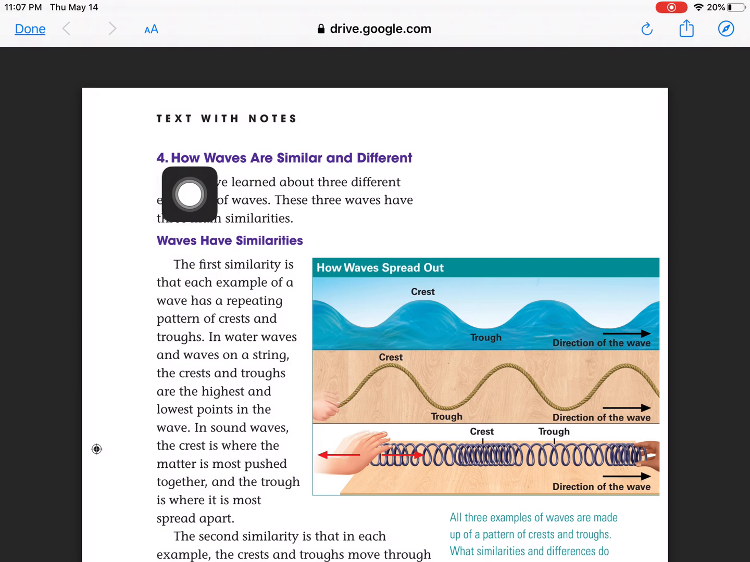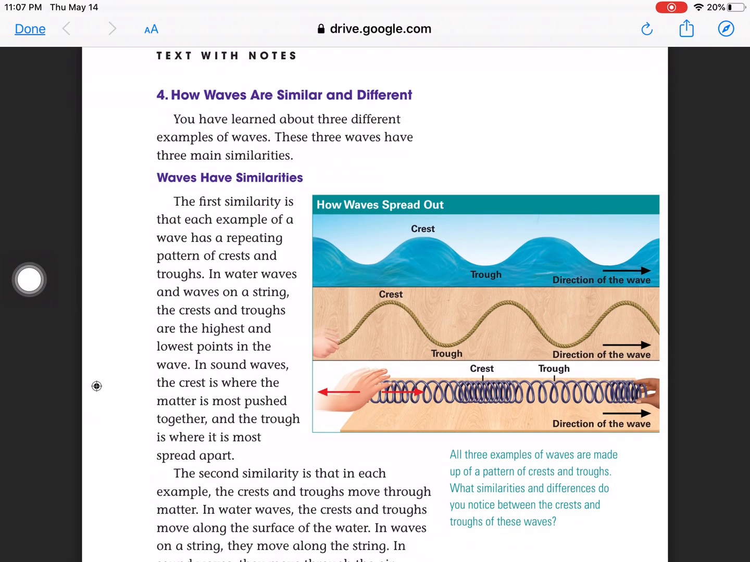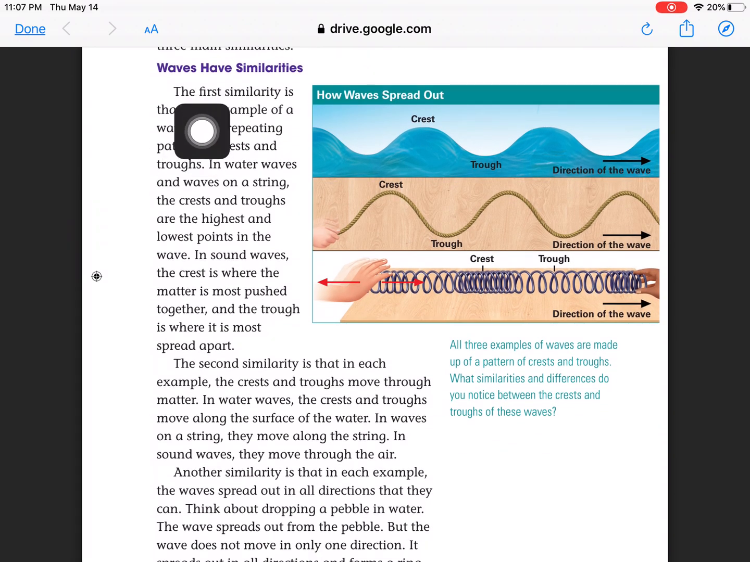This section is how waves are similar and different. You have learned about 3 different examples of waves. These 3 waves have 3 main similarities. Waves have similarities. The first similarity is that each example of a wave has a repeating pattern of crests and troughs. In water waves and waves on a string, the crests and troughs are the highest and lowest points in the wave. In sound waves, the crest is where the matter is most pushed together, and the trough is where it is most spread apart.